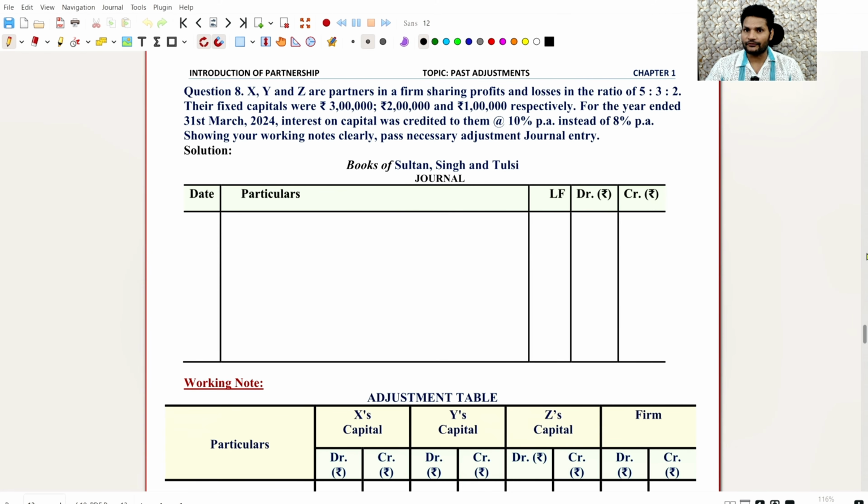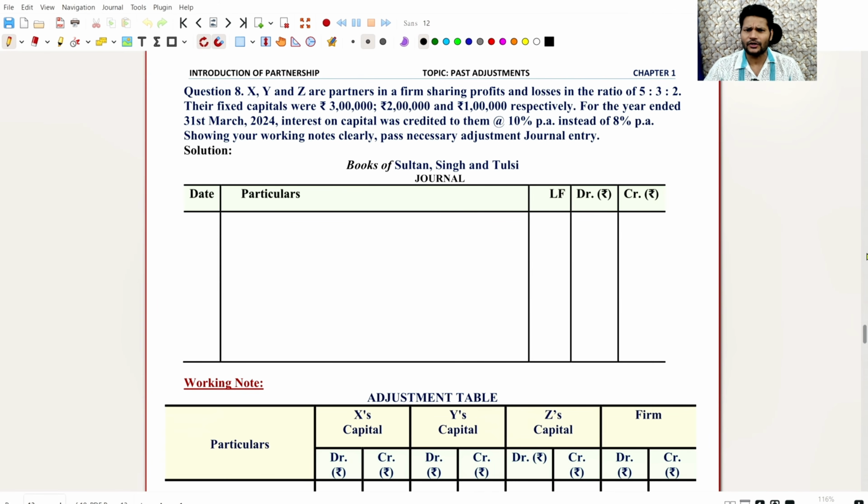Before doing this question, first of all, you need to check whether it is fixed capital or fluctuating capital. As it is given in the question that the capitals are fixed, whenever fixed capitals are given, you need to use current account instead of capital account. After preparing the final accounts, a mistake was found. What is the mistake? Interest on capital was credited to them at 10% per annum instead of 8% per annum. It means 2% more interest on capital was provided. Now we need to rectify it by passing a journal entry.